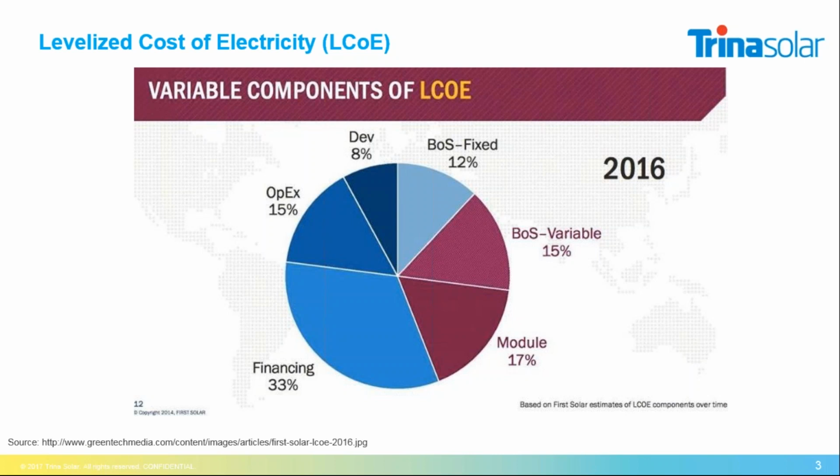Variable BOS costs for utility scale are typically substructure, cabling, combiner boxes. For a rooftop installation it would be, for example, the inverter, because depending on how efficient the modules are, you may need a stronger one. Then we have the module costs. Then we have the financing costs and the OPEX, the operation and maintenance, and the development cost for project development.